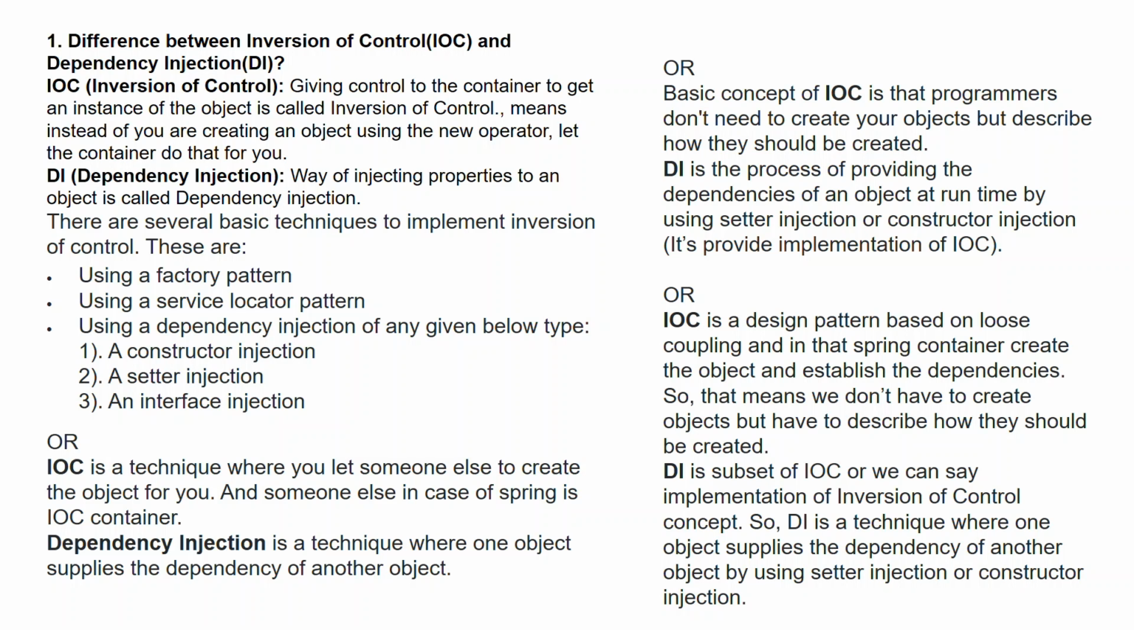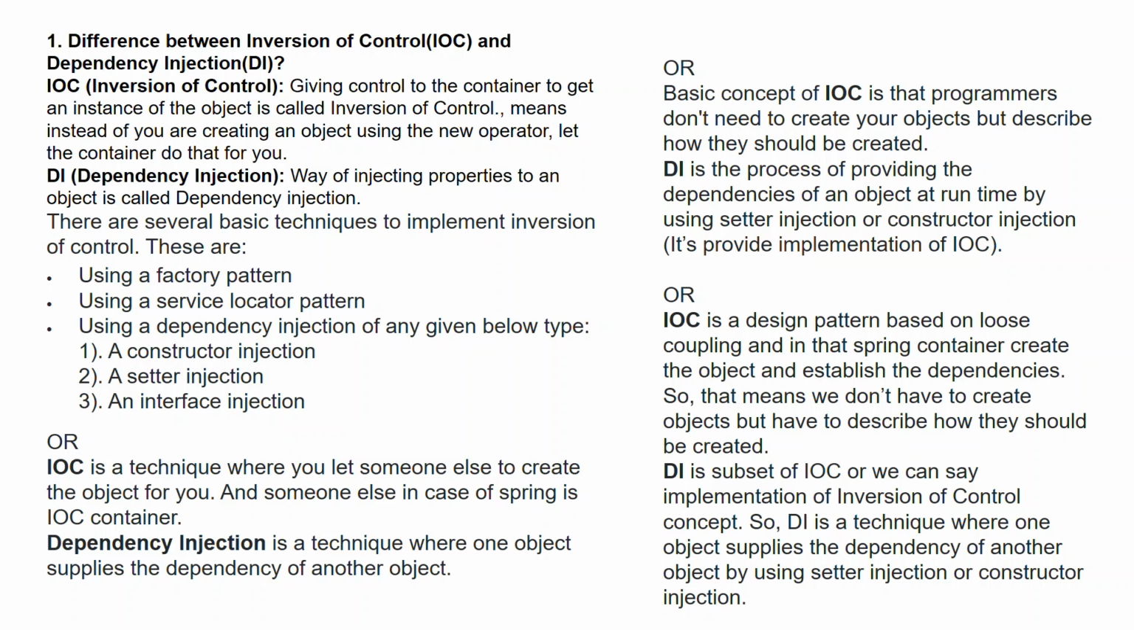Dependency injection is a technique where one object supplies the dependency of another object. Or, the basic concept of IOC is that programmers don't need to create objects but describe how they should be created. DI is the process of providing the dependencies of an object at runtime by using setter injection or constructor injection. It provides implementation of IOC.